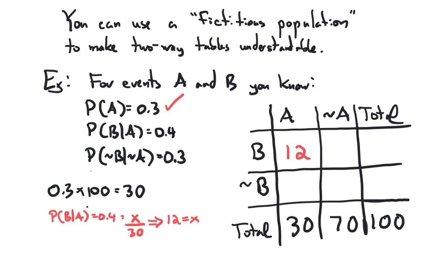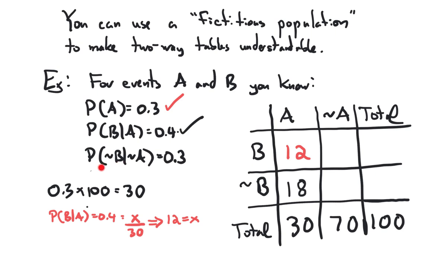And I know if there's 12 people that are in A and B, and there's 30 people in total in A, well, the rest of them must be in A, but not B. So I know that total has to be 30, so I know this has to be 18. Okay, great. And I can do this calculation here similarly.